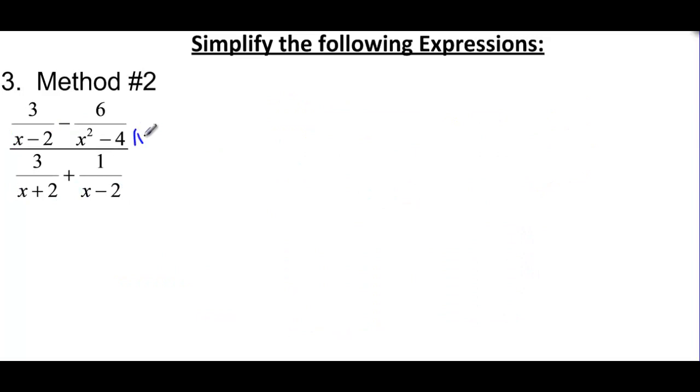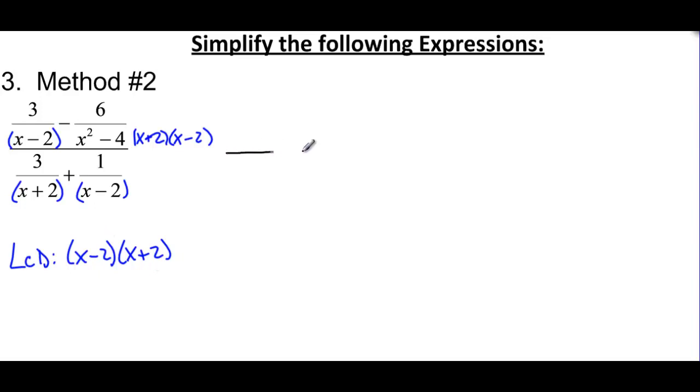Again, I'm going to do the same thing. I would have factored this to x plus 2, x minus 2. Every other denominator cannot be factored anymore. So I want to find my LCD. If I look here, I need an x minus 2. If I look at this one, I have an x minus 2 already, but I'm missing an x plus 2. This denominator needs an x plus 2, which I have written. This one needs an x minus 2, which I have already written. So that's my LCD.